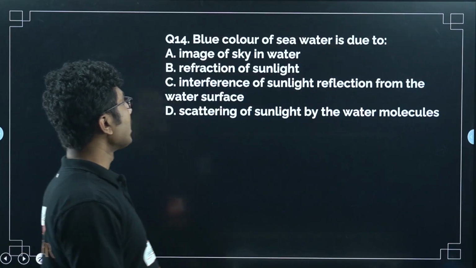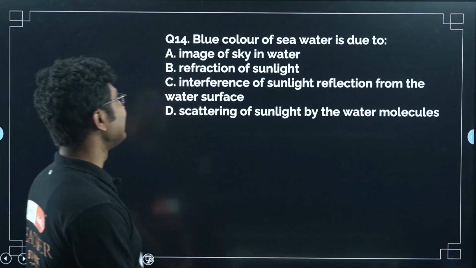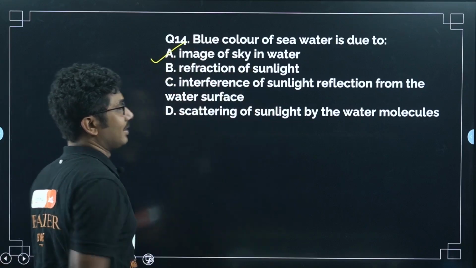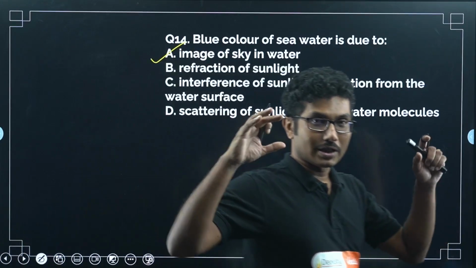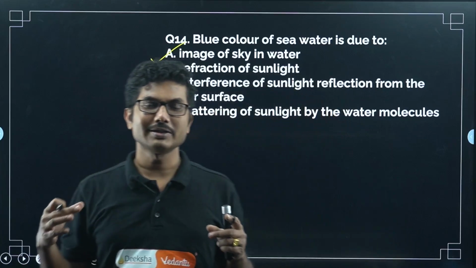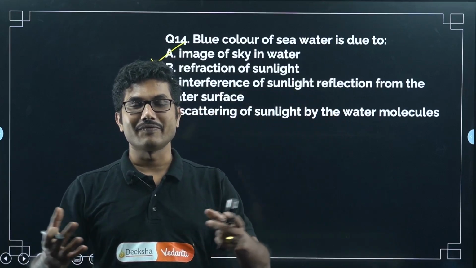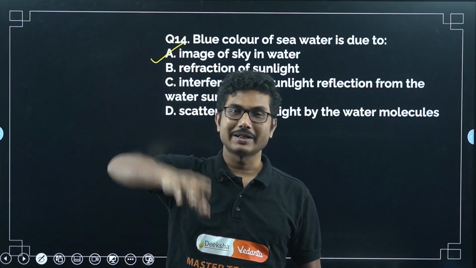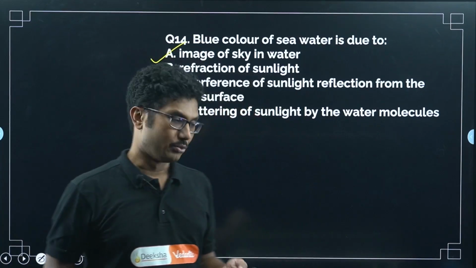Okay, blue color of sea water is due to, very easy question, image of the sky in water. So the blue color of the sea is not because something is there in the water. It is because the sea water reflects the sky. There is nothing between the sky and the water, so it easily reflects the sky and it appears blue.